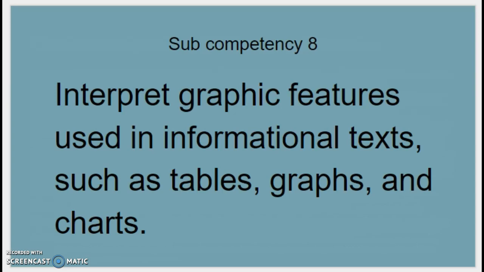Next time, I'm going to go over subcompetency 8, which is to interpret graphic features used in informational text, such as tables, graphs, and charts.